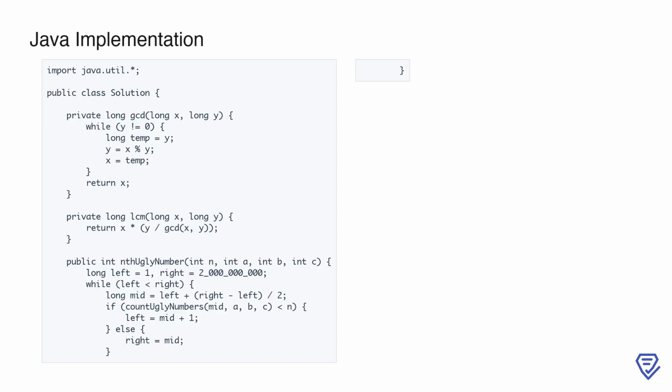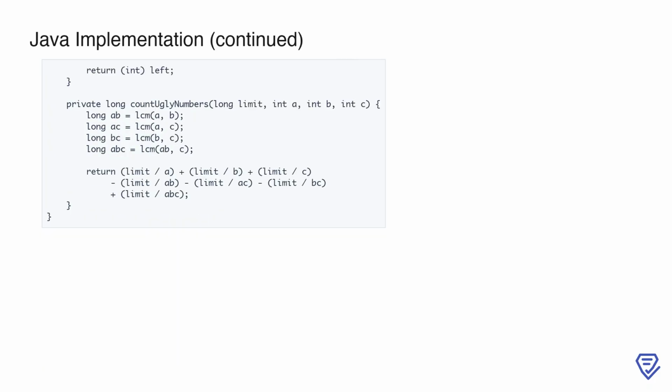The binary search iterates by calculating the midpoint and checking if the count of ugly numbers up to that midpoint is less than the desired number n. If it is, we adjust the search range by moving the left pointer up, otherwise, we narrow the range by moving the right pointer down. Once the binary search concludes, the final value of left represents the nth ugly number, which we return as the result.